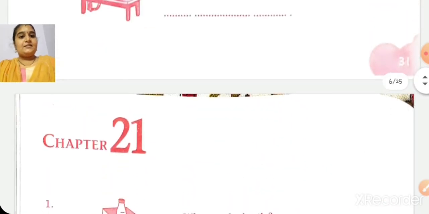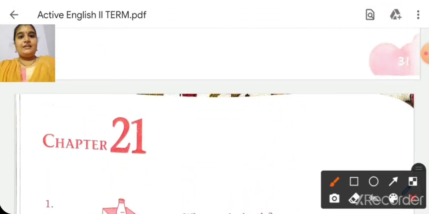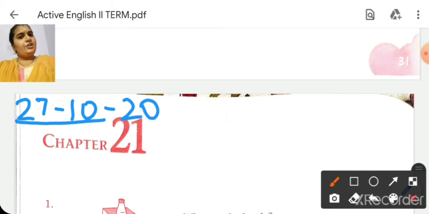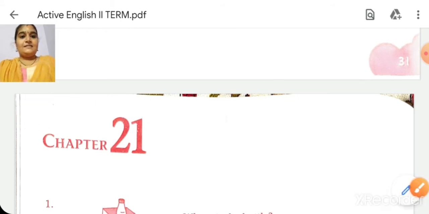Yes. So, children, you will write the date here, right? If it is 27, write 27 dash 10 dash 20. Are you all writing like this? Yes. You have to write the date, okay?